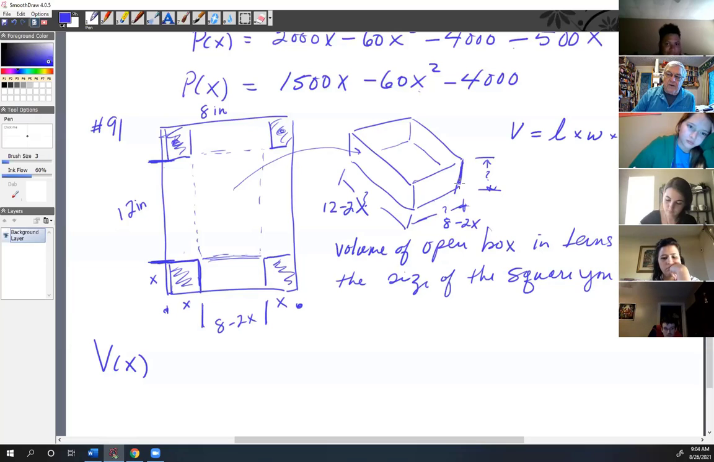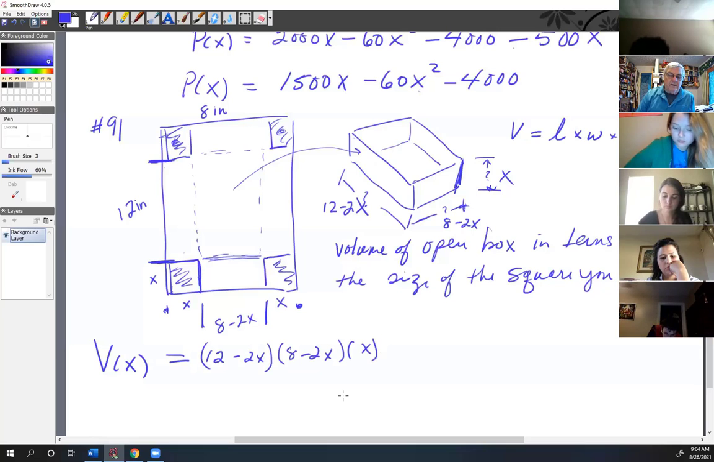How tall is this box? That'd be the height, the last one. Wouldn't it be just x? It would be just x. So now we're in a position to write the volume as a function of x, because we know that the volume is length times width times height. The length we decided was 12 minus 2x, times the width, 8 minus 2x, times the height, x.